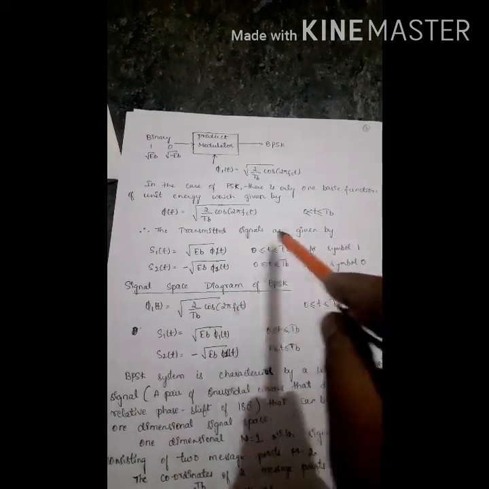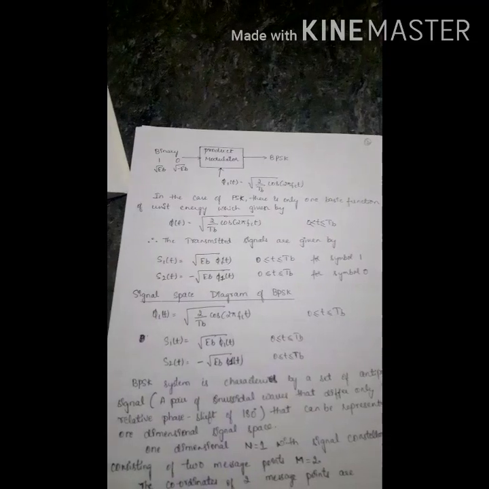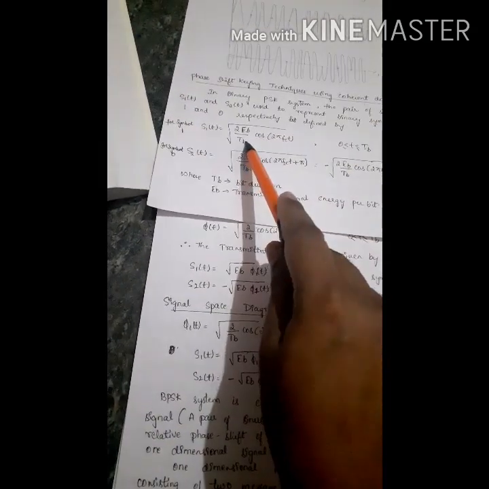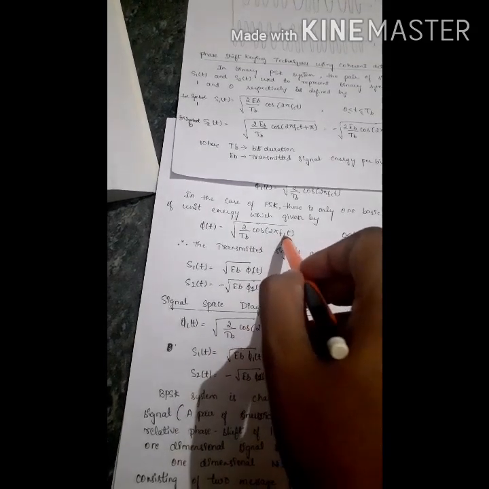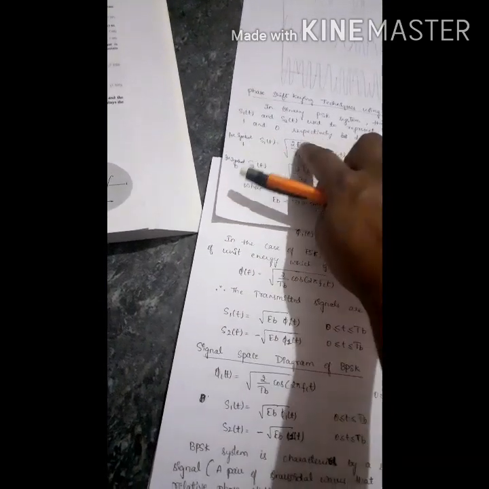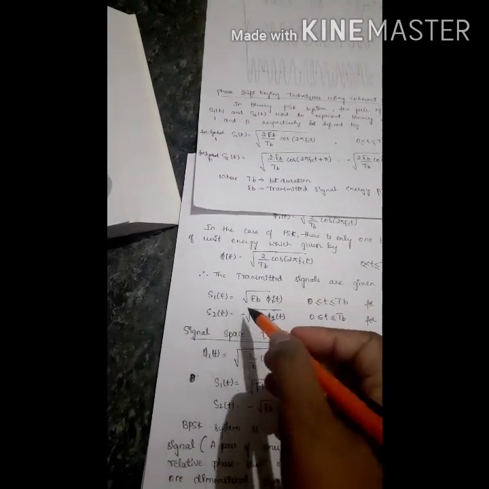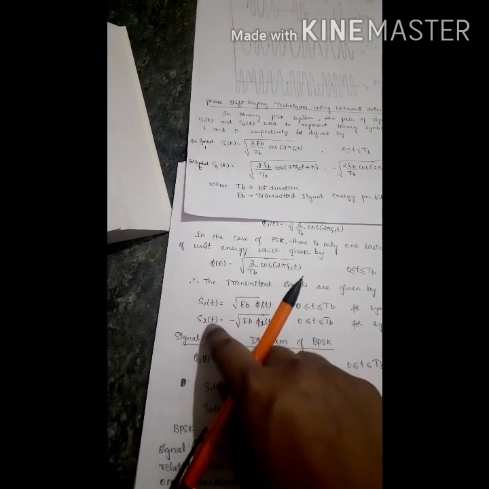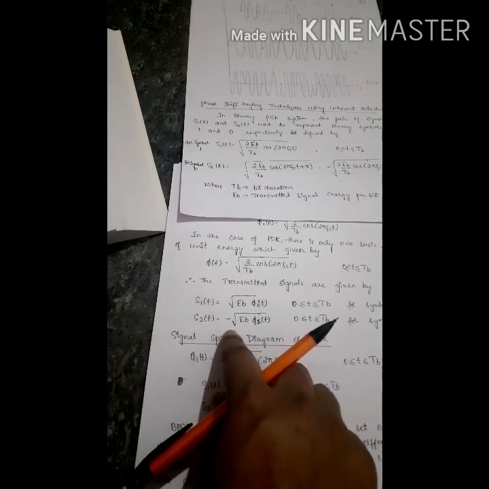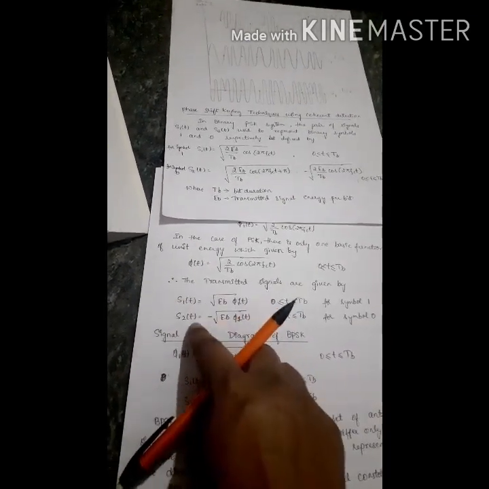Therefore the transmitted signal is given as S1 of t equals square root of EB into phi 1 of t. Compare this equation with this equation. We know that phi 1 of t equals square root of 2 by TB cos 2 pi FC t, and comparing, the remaining term is only EB. So we can write it as square root of EB into phi 1 of t. And for symbol S2, that is symbol 0, we use minus square root of EB into phi 1 of t, where the duration varies between 0 to TB only. This is for symbol 1 and this is for symbol 0.